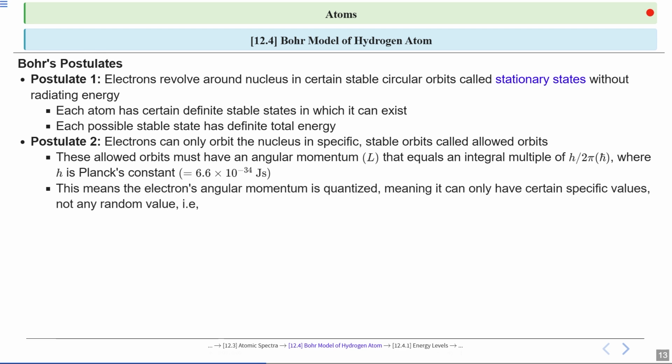So this leads us to the idea of quantization. The electron's angular momentum can't just be any value. It has to be one of the specific allowed values. So the electron can't gradually change its orbit. It has to jump from one allowed orbit to another. Here is the formula for the allowed angular momentum, which is L equal to nh divided by 2 pi, or L equal to n times h bar, where n is a positive integer like 1, 2, 3 and so on, and L stands for angular momentum measured in kilogram meter square per second.